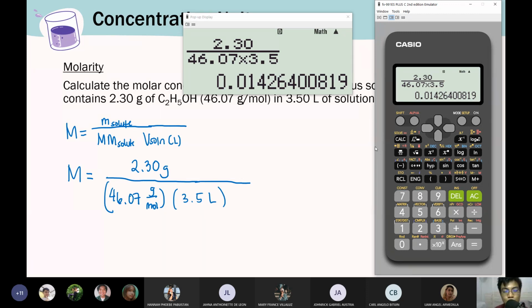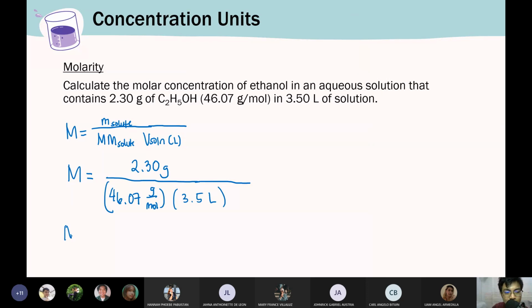Kapag mass, pwedeng 2, pwedeng 4 decimal places. Okay? So, ganun yung common practice kapag nasa laboratory ka. Pag mass, 2 decimal or 4. Pag molarity, commonly 4 talaga siya. Okay? So, our molarity is 0.0143. Wow. What I think is the unit? Obviously, it's moles per liter. Okay? And so, 0.0143 mole per liter.